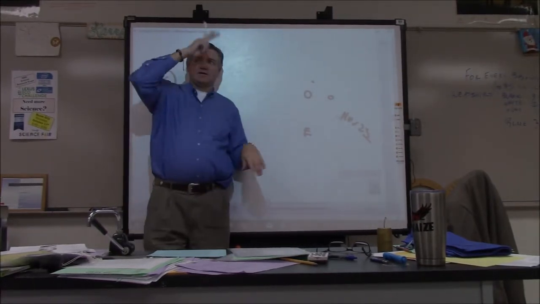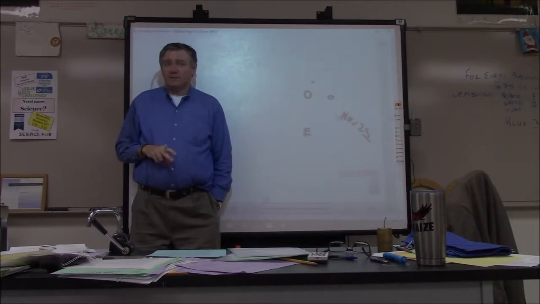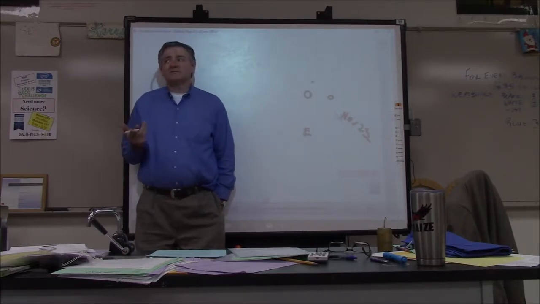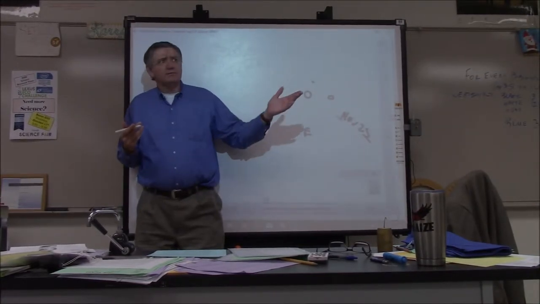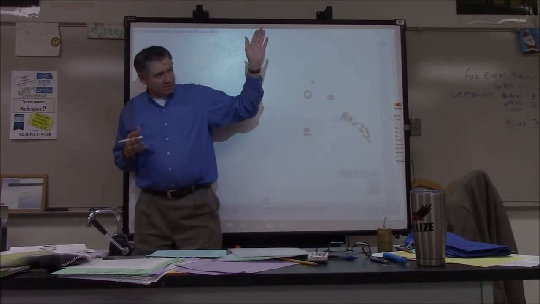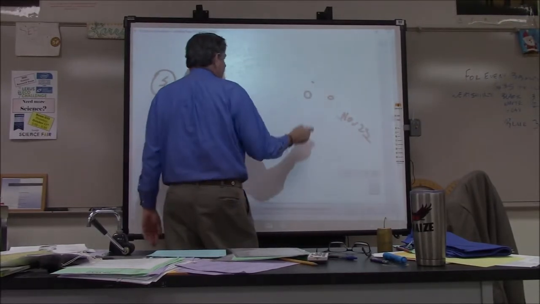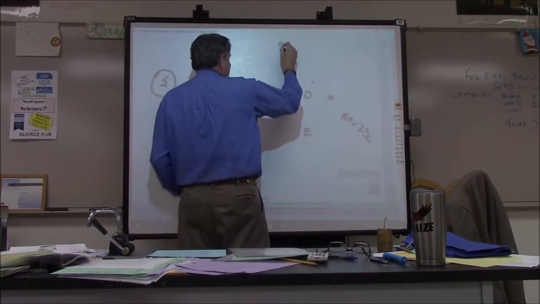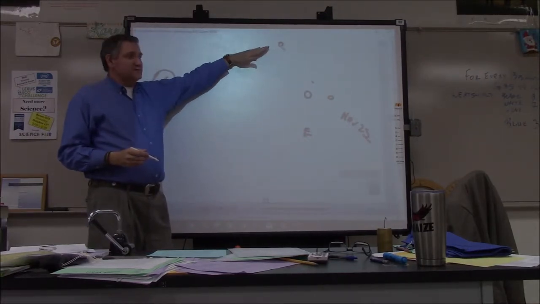How many days does it take for the Earth to orbit around the sun? 365 days. How many degrees are in a circle? 360. So each day, how far does the Earth move? About a degree. We move about a degree every day as we orbit around our star. So here we are on November 23rd. On December 23rd, guess what? We're going to move about 23 degrees in this orbit.